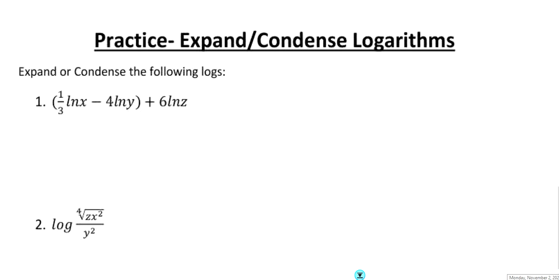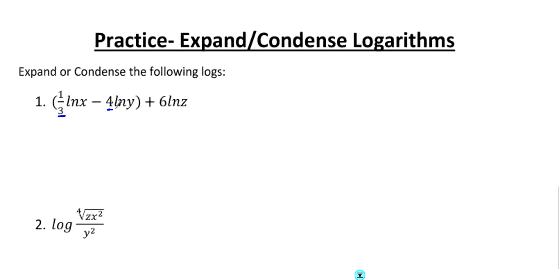Okay, so we're going to practice expanding and condensing logarithms. Number one says expand or condense the following logs. And again, you can tell that this first one you have to condense because it's already in its expanded form. So the first thing we're going to look for is that before we can condense logarithms using the product or the quotient property, they cannot have any coefficients.